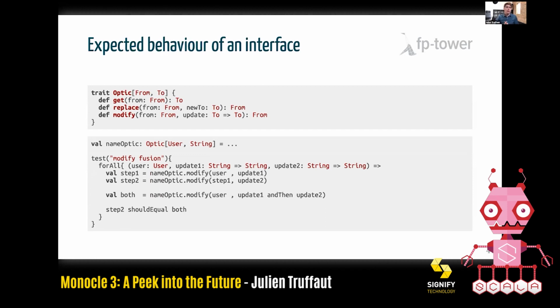This one is a bit more complex. We still have the same object, but this time we have two update functions: an update function from string to string, and another from string to string. What we're saying is, if you call these two update functions one after the other, so you modify with update one, you get a new user, and then you modify the new user using update two, so you have two steps, then you can basically squeeze these two steps into one by just calling modify once with these two update functions. It kind of makes sense, right?